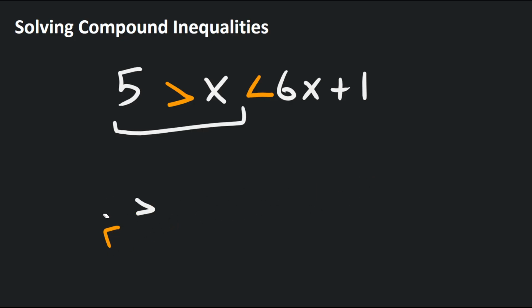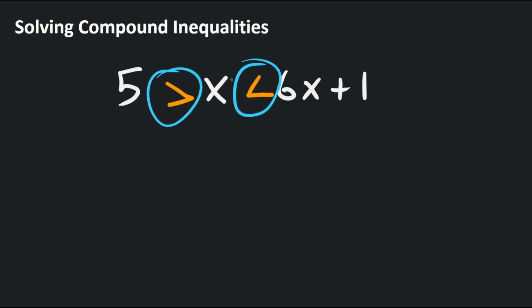So 5 is greater than x is the same thing as x is less than 5, and also x is less than 6x plus 1. So we have this compound inequality right here. What makes it a compound is that we have two inequality symbols. So how do we solve something like this? How do we solve compound inequalities?